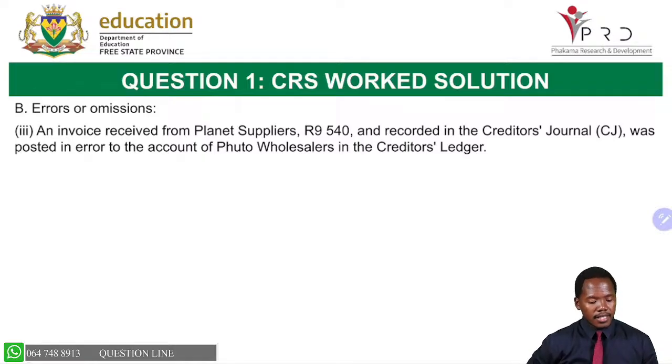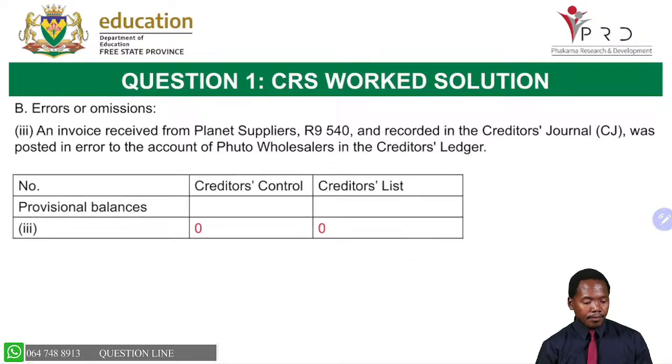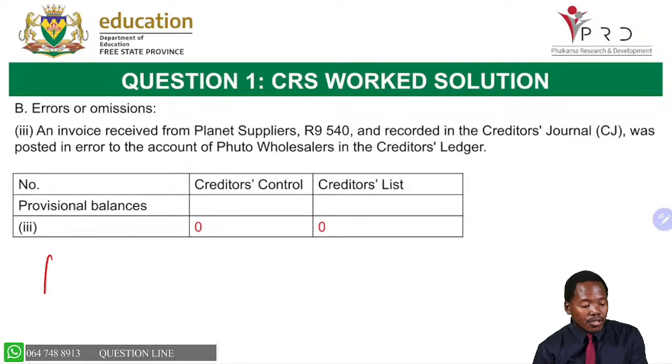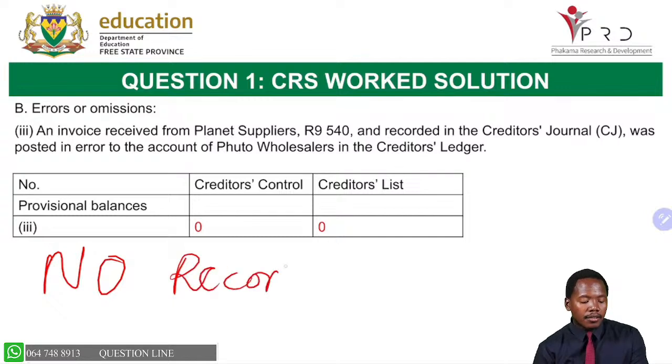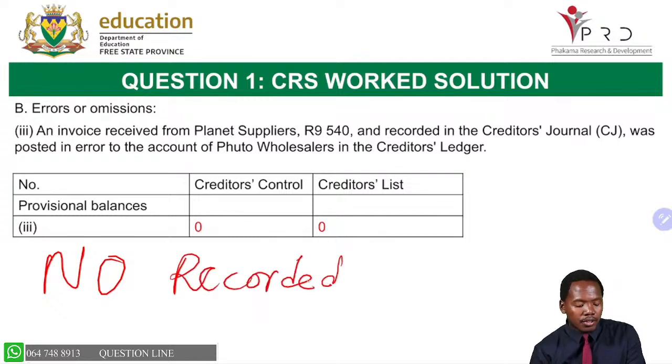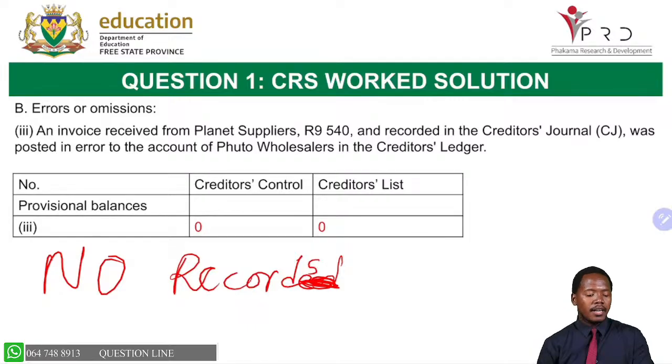Next transaction, transaction number 3. An invoice received from Planet Suppliers, 9,540, and recorded in the creditors journal, was posted in error to the account of Puto Wholesalers in the creditors ledger. Now, how do we record this? There will not be any recording, because it is just a movement from one ledger to another ledger. So no recording in the creditors control, no recording in the creditors list.